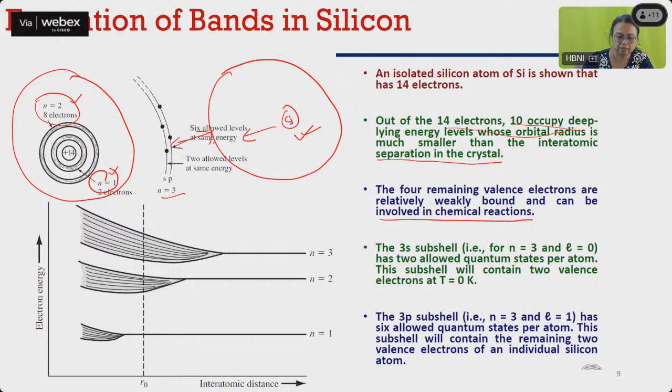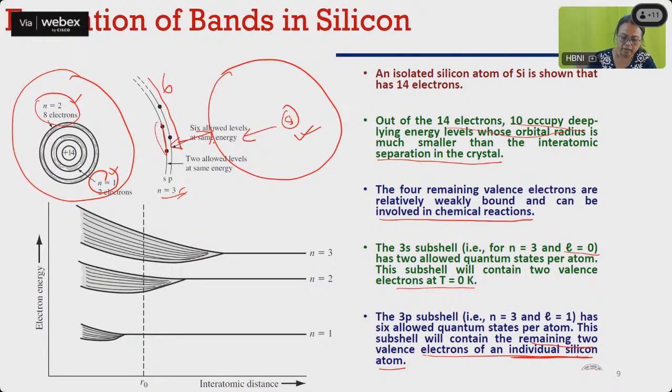The 3s subshell, with n equal to 3 and l equal to 0, has 2 allowed quantum states per atom. This subshell will contain 2 valence electrons at T equal to 0. So we have 2 here. The 3p subshell, with n equal to 3 and l equal to 1, has 6 allowed quantum states, and this will contain the remaining 2 valence electrons of an individual silicon atom. So this is for an individual silicon atom.